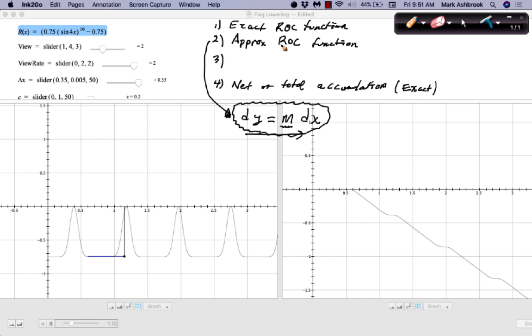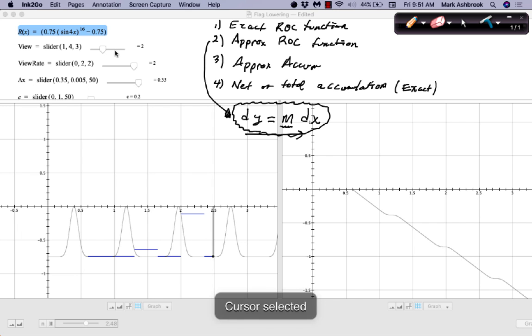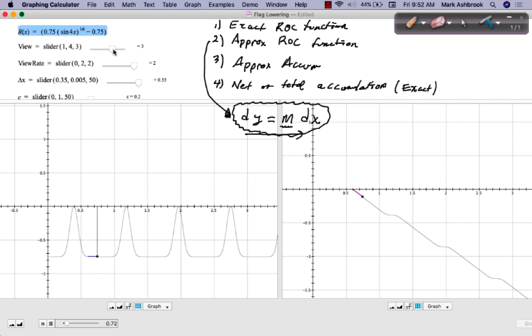From the approximate rate of change function, now we can use dy equals m dx. We can calculate little dy's, and what kind of function can we make out of the dy's? Approximate accumulation. So let's take a look. For this particular left-hand approach, I'm going to show you what we'll get for the approximate accumulation here. Here it comes.